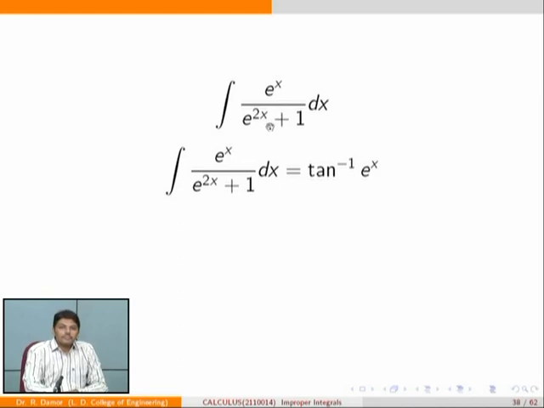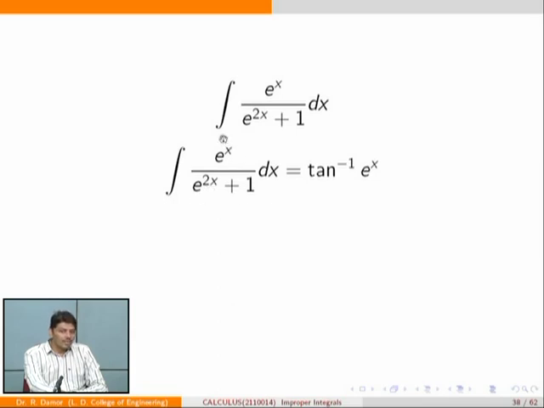Again, I repeat that you can take e raised to x equal to u. So u equal to e raised to x, then du can be replaced by e raised to x dx. So e raised to x dx can be replaced by du. Squaring both the sides, e raised to 2x equal to nothing but u square plus 1.